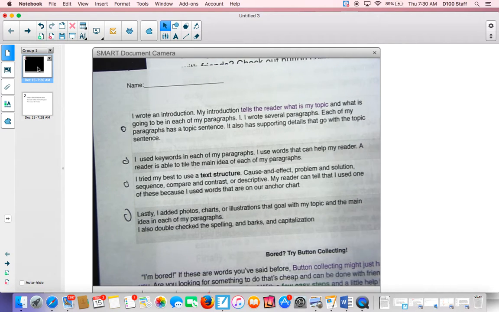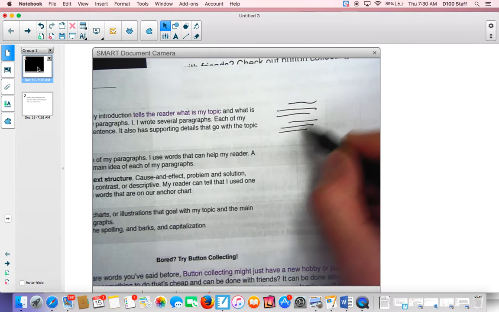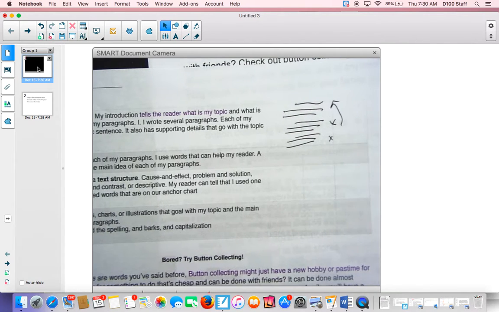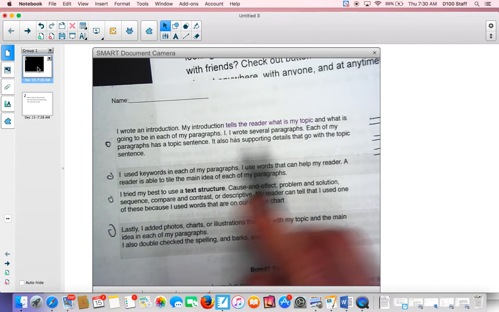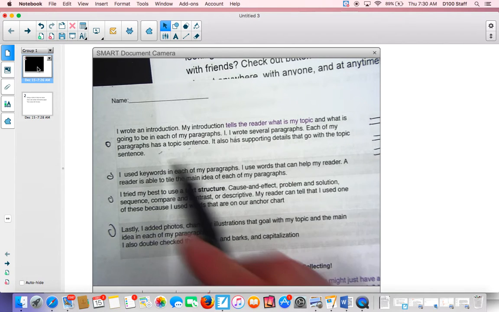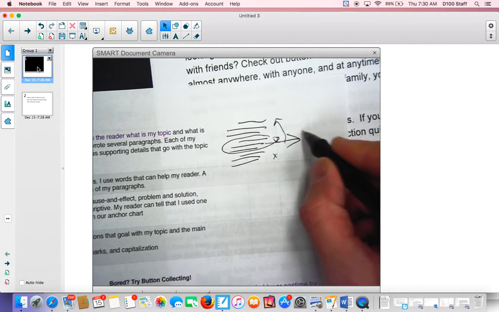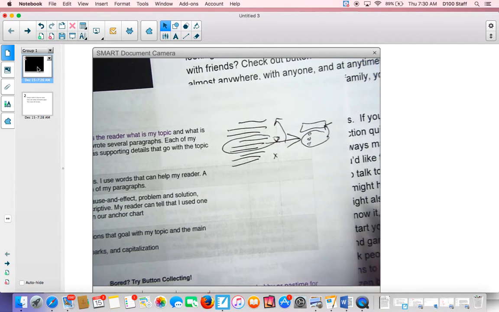Remember, your introduction is that very first paragraph. It should mention what's going to be in each paragraph. So the next paragraph here, the next paragraph here, they all should be mentioned in your introduction. Your goal also is to write several paragraphs, and each of your paragraphs has a topic sentence, and it also has supporting details that go with the topic sentence. So for example, this paragraph here, if you did a box and bullet for it, all of these bullet points need to support that main idea.